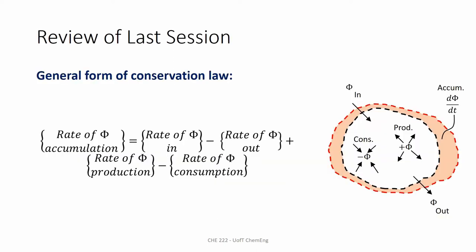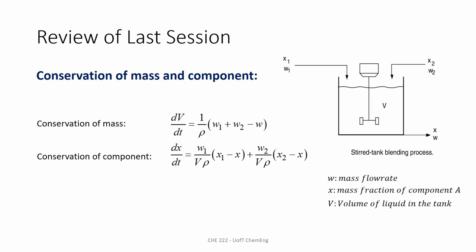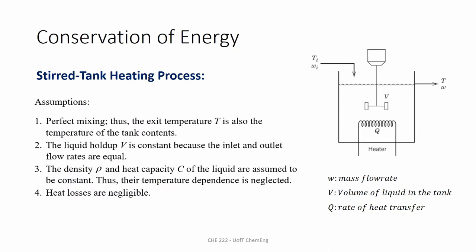So again, for process modeling, we use conservation laws, which in the general form are these equations, and we discussed this in the previous session. And we also derived the conservation of mass and conservation of component for a simple example of a stir tank blending process. In this session, we will derive the conservation of energy for a similar process, except that here we will have heating. So it's a stir tank heating process.